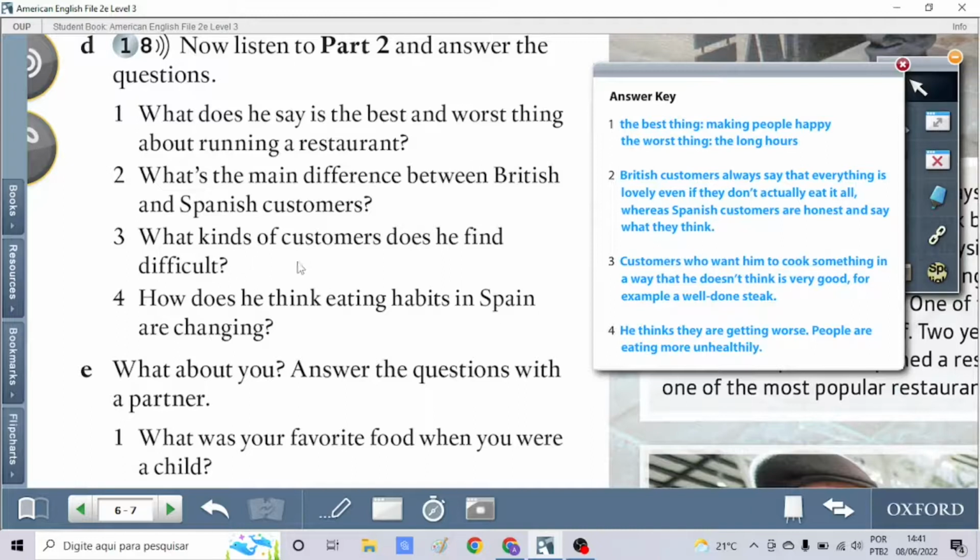3. What kinds of customers does he find difficult? Customers who want him to cook something in a way that he doesn't think is very good. For example, a well done steak. And question number 4, how does he think eating habits in Spain are changing? He thinks they are getting worse. People are eating more unhealthily, unfortunately.